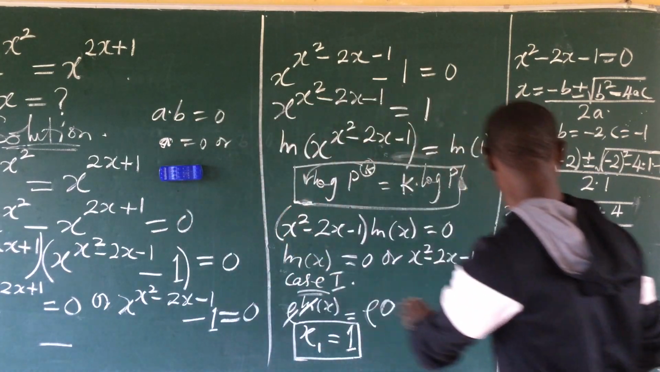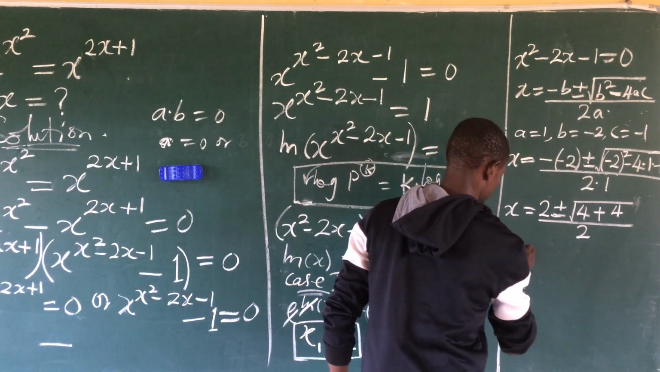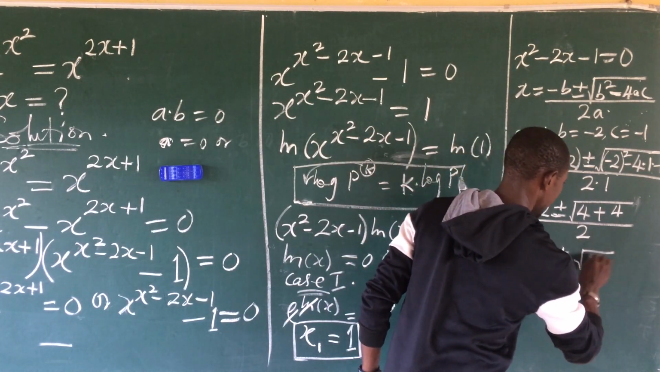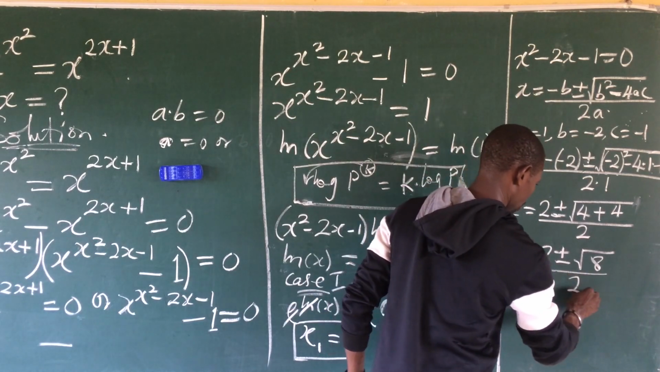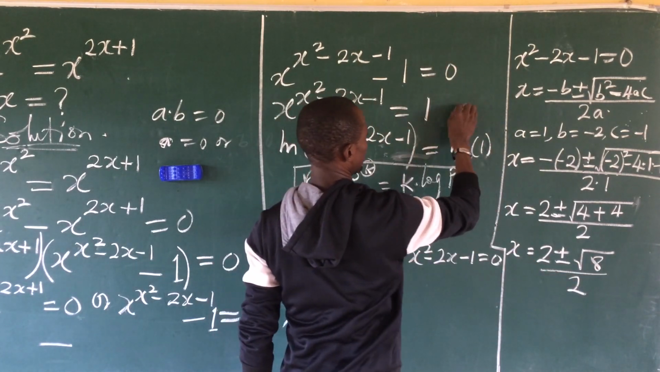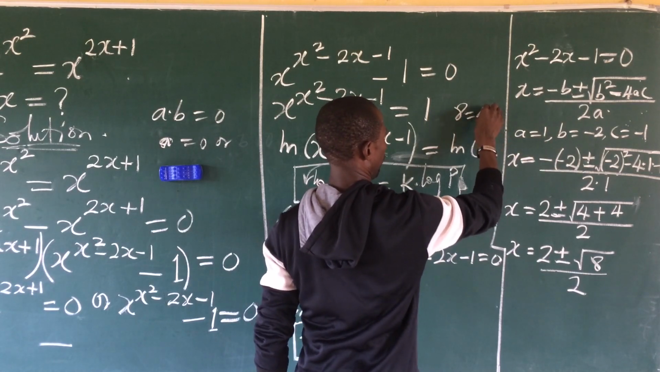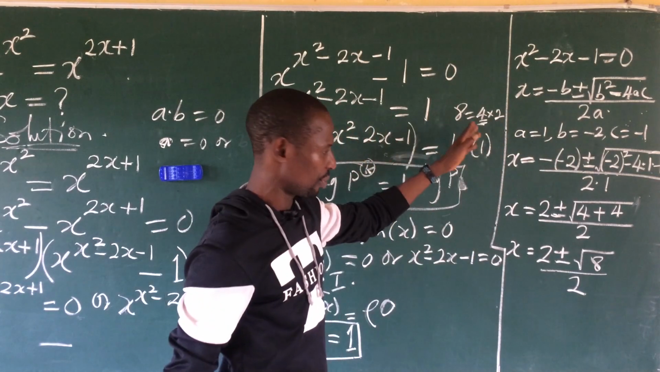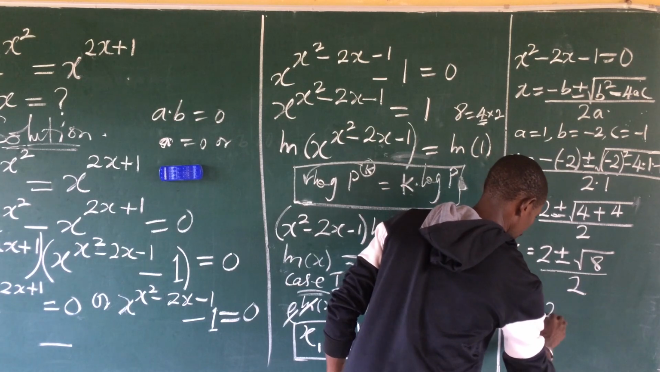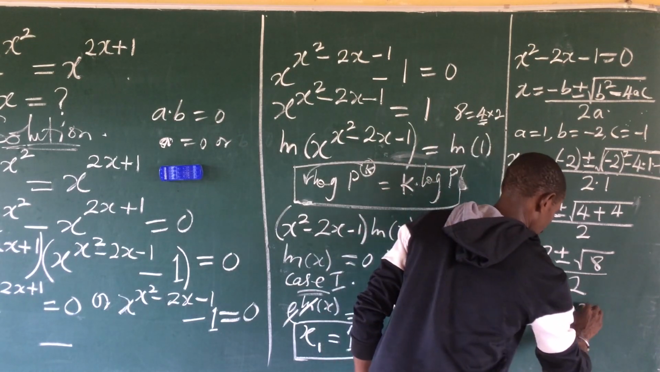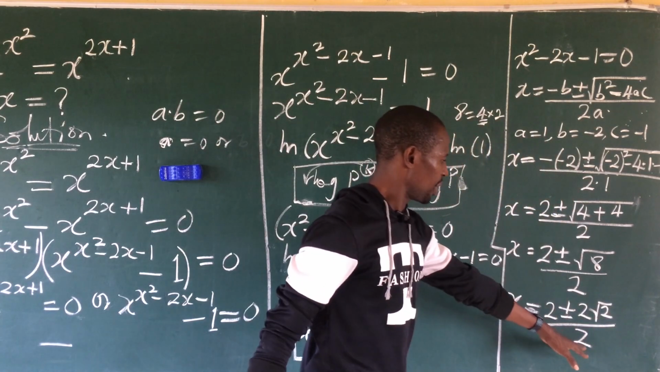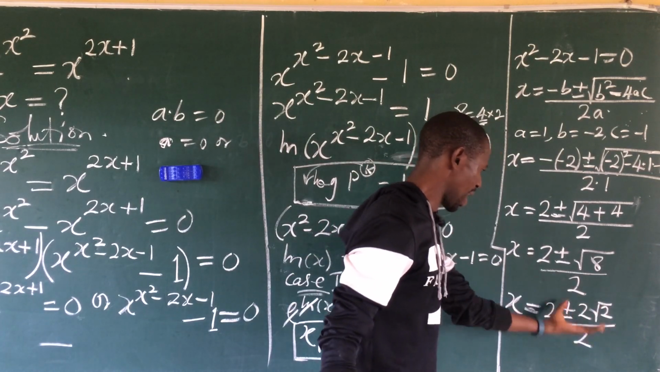Easy. What we do here, we cannot add these two together. So we're going to have x equal to 2 plus or minus the square root of 8 all over 2. Now 8 can be split into 4 times 2, and the square root of 4 is 2. So we can rewrite this to give us x equal to 2 plus or minus 2 times the square root of 2 all over 2. Here we have 2, here we have 2, here we have 2. So we can factor out 2 from here.